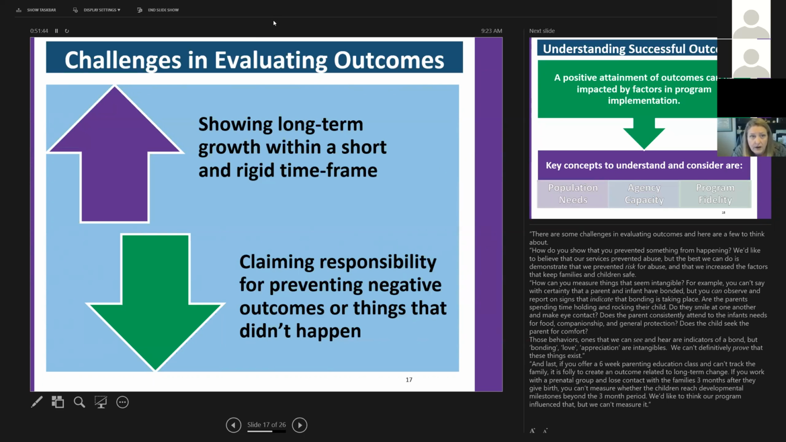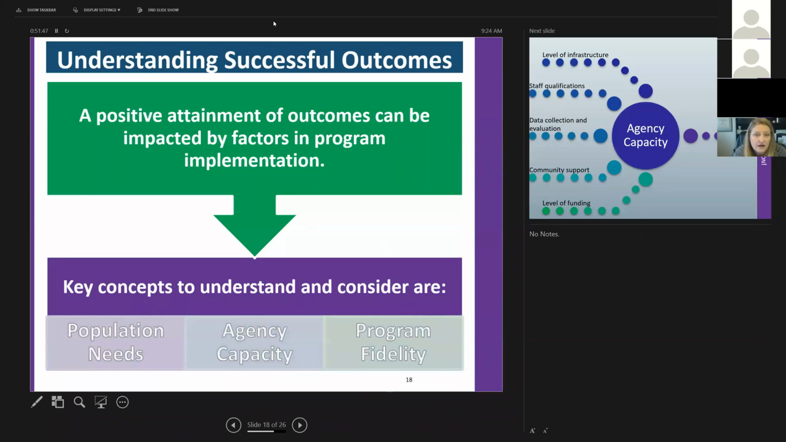So, all right, I'm going to go ahead and move us on to the next piece, which is understanding successful outcomes. So this is really that crucial piece, and this is going to get us to some of what we were talking about before. Seeing successful achievement of your outcomes is related to many things.